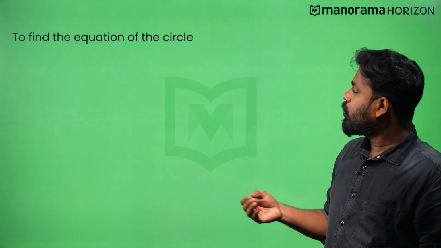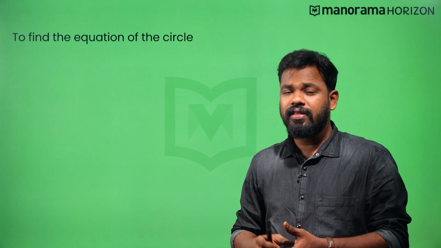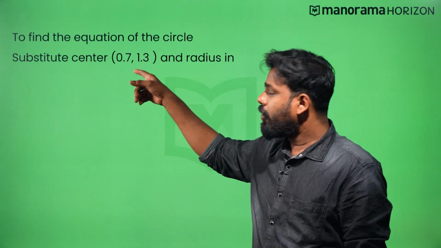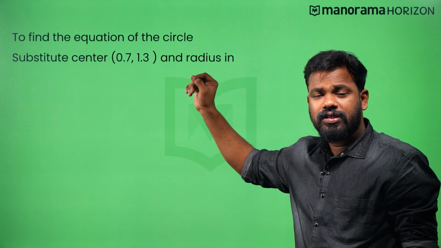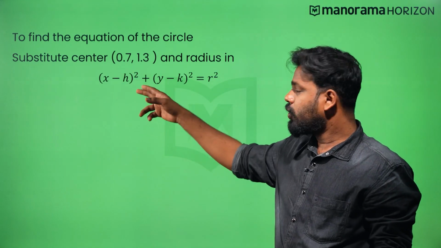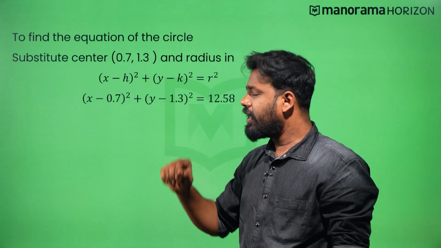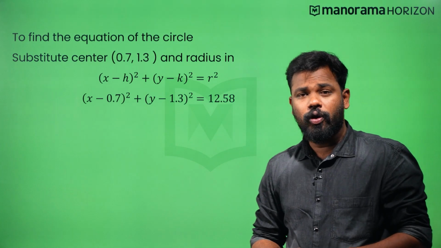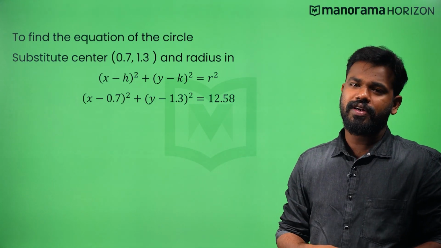Now, to find the equation of the circle, the question they have asked is to find the center, the radius, and the equation. So what will be the equation of the circle? Substituting what? 0.7, 1.3, and also the radius that we got. So putting this center in the equation (x minus h) the whole square plus (y minus k) the whole square is equal to r square, you will be getting the final equation, that is (x minus 0.7) the whole square plus (y minus 1.3) the whole square, which is equal to the radius square, that is 12.58.